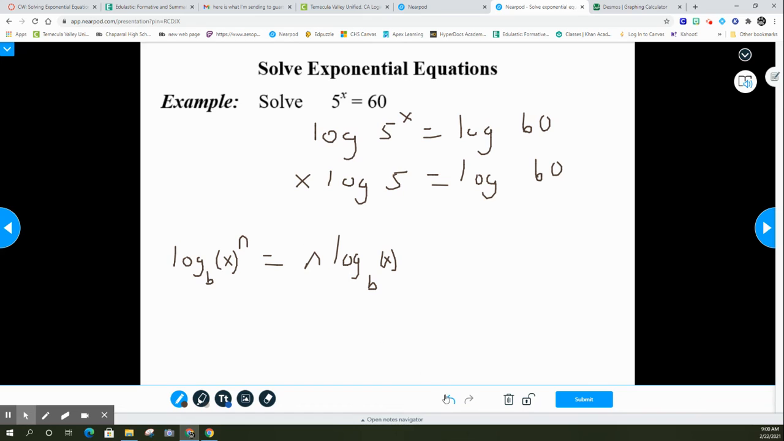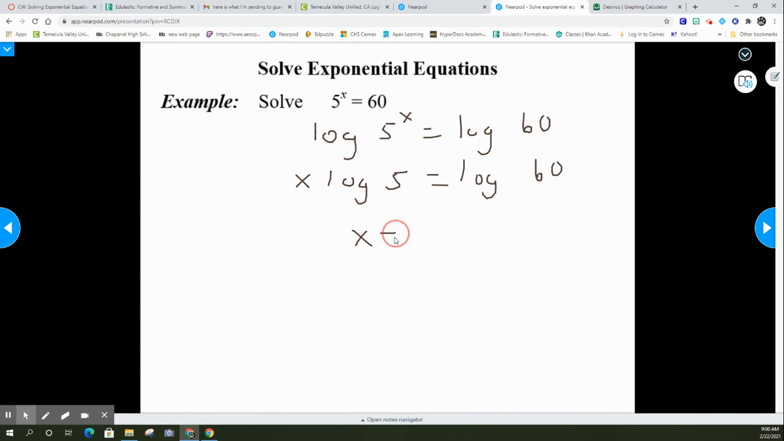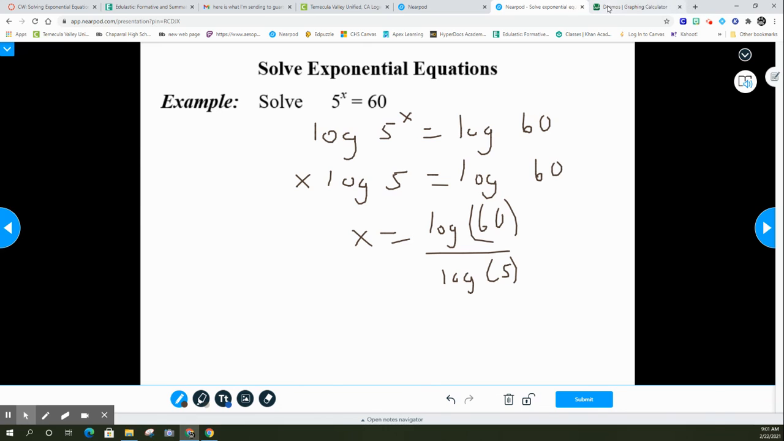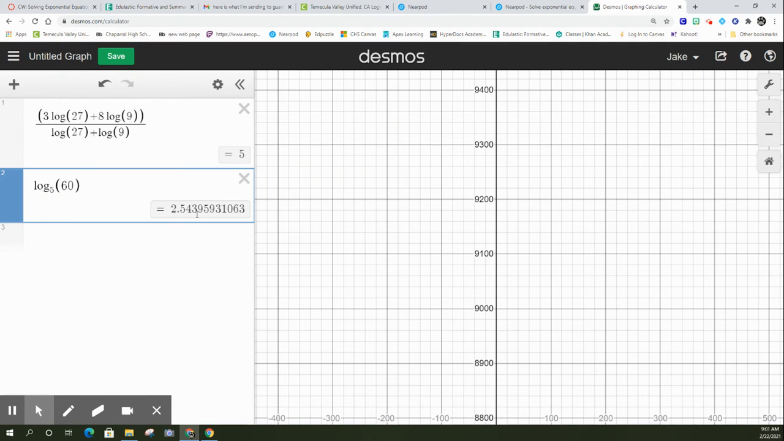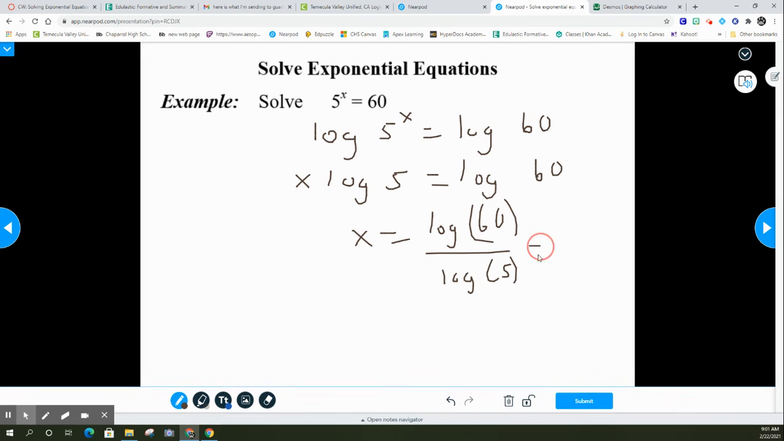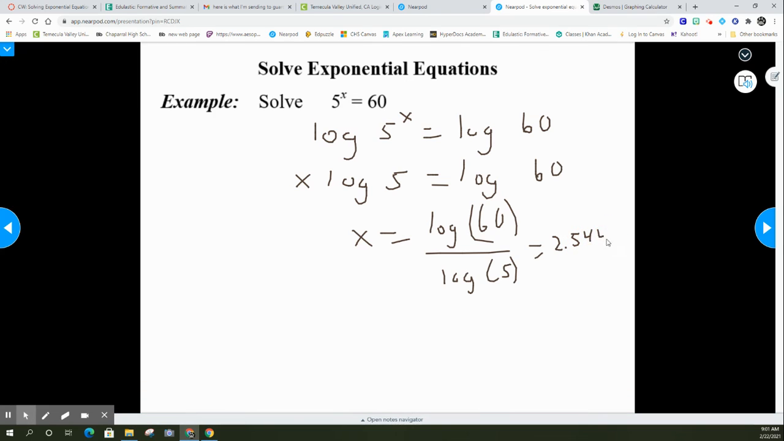So now erase that property off the screen. Now, how do I solve for x? Obviously it's x times log 5, so I just divide both sides by log 5, and I get log 60 over log 5. All right, which we already know to be 2.544. So you can leave your answer like this, log 60 over log 5. Or if it says round to the nearest thousandths, you'll round to the nearest thousandths.